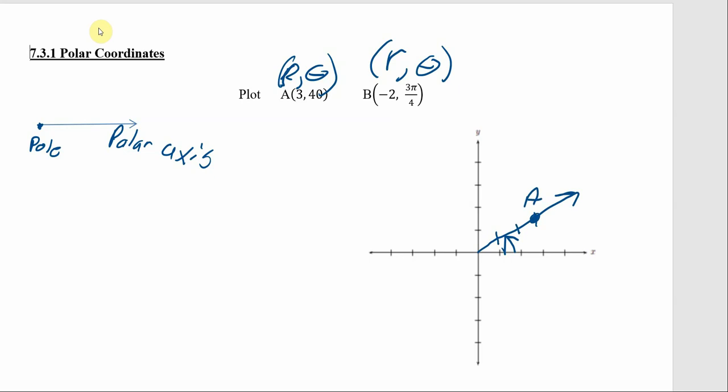To plot B, we go 3 pi over 4. So from the polar axis in the positive direction, we're going to go to 3 pi over 4, which is over here. But it's a negative 2, so we don't go in the direction of the terminal side. We have to come backwards the other direction, so that's how you do negatives. And there would be point B.